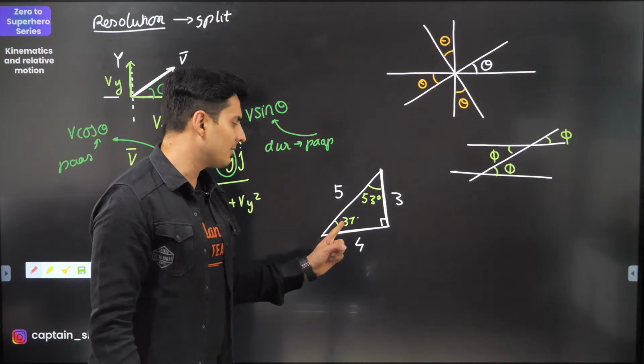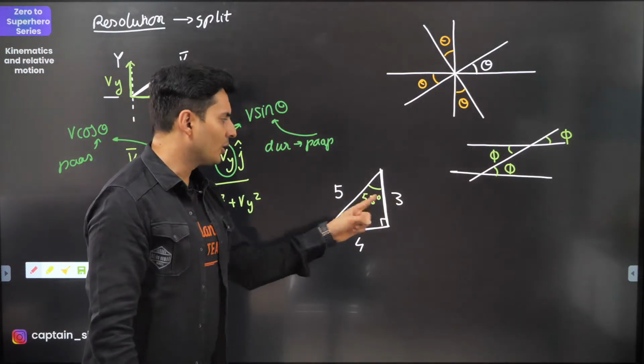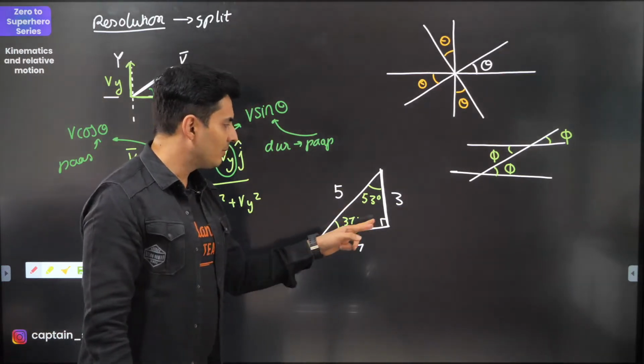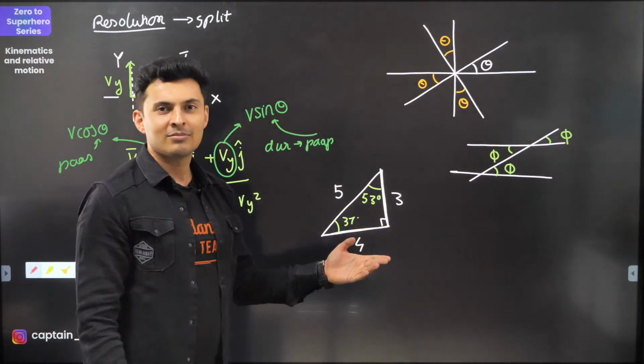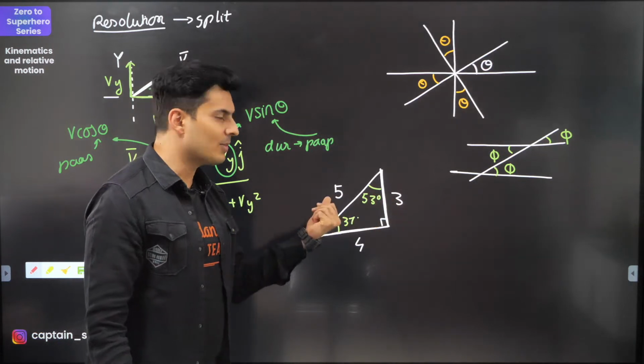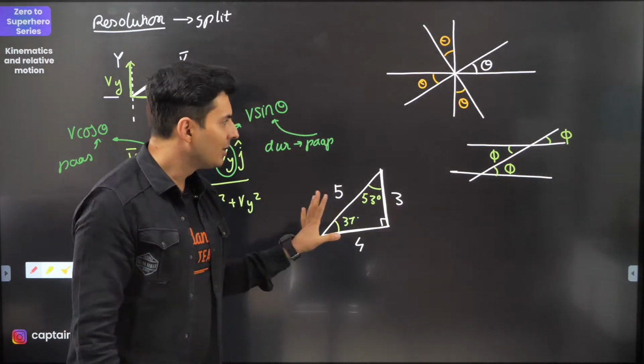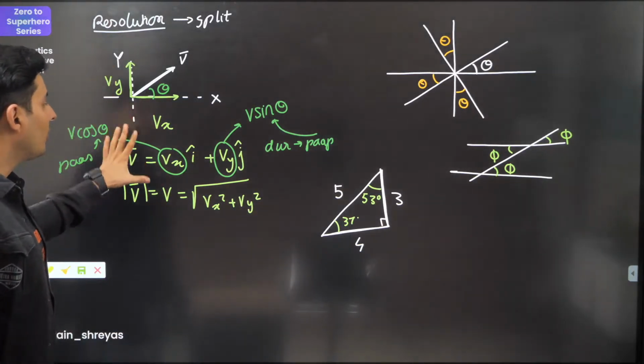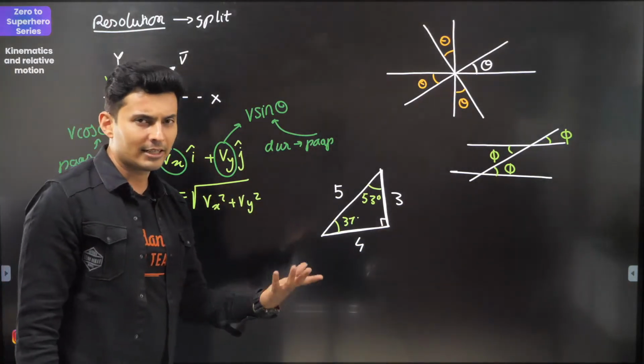Let's say sine 37, opposite by hypotenuse, so 3 by 5. Tan 53, opposite by adjacent, so 4 by 3. Cos 53, 3 by 5, adjacent by hypotenuse. So it becomes very easy to solve the questions. Okay, so component finding, very important, vectors.